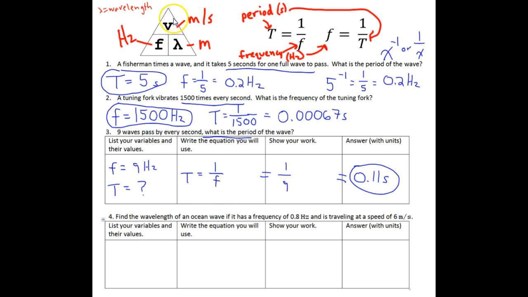All right, this next one, we actually need to use our equation pyramid. Find the wavelength if that's the frequency and that's the speed. So velocity, frequency, and wavelength are my 3 variables. My wavelength is unknown, my frequency is 0.8 hertz, and my velocity is 6 meters per second. Wavelength is velocity divided by frequency, so that's 6 divided by 0.8, which is going to give me 7.5 meters, since wavelength is a measurement of distance.